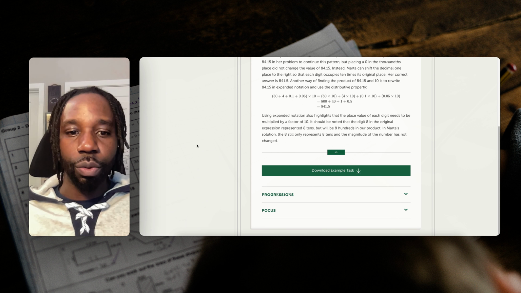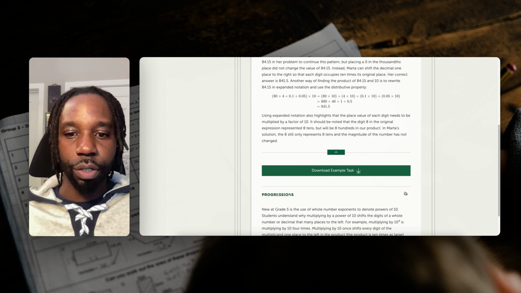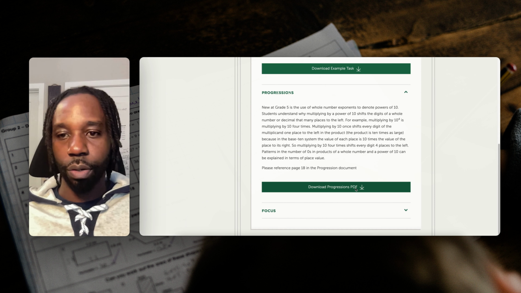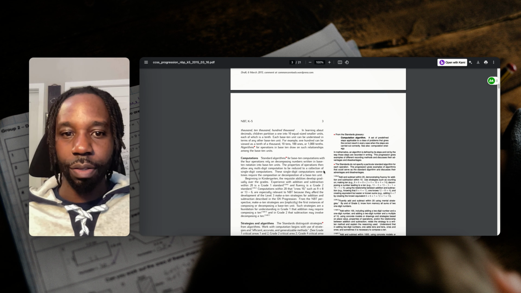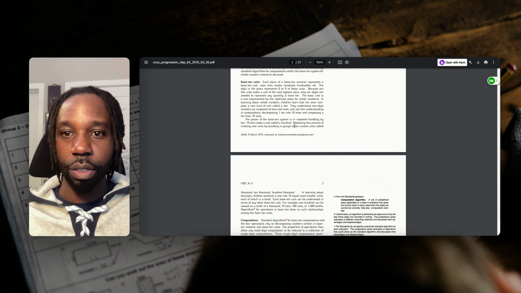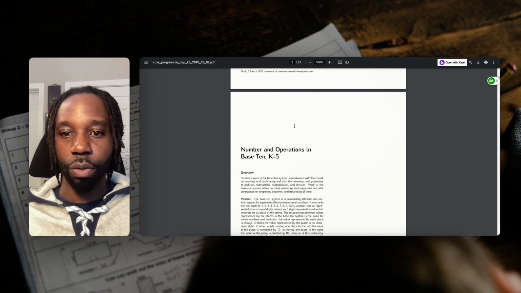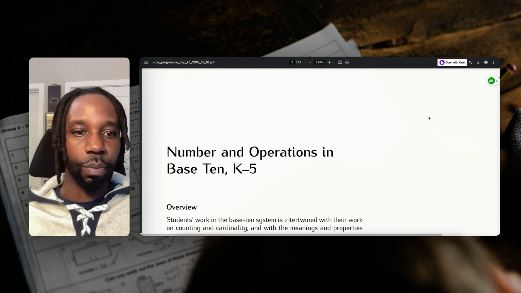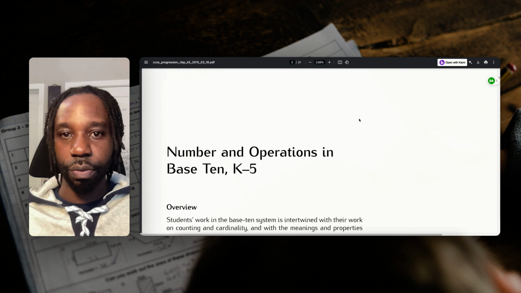Now they do touch on the progressions here. And this is the progression document. It's very lengthy. Great document though, but very lengthy. It explains all the different parts of math, the 4 areas of math.